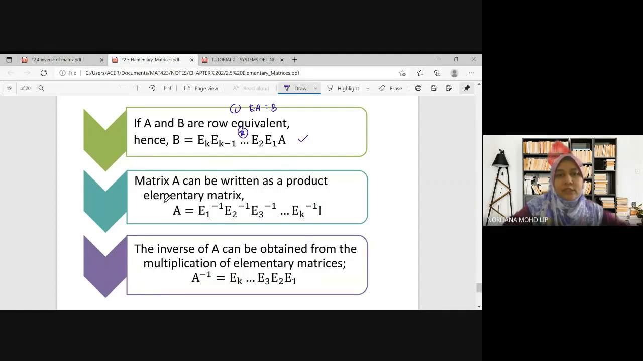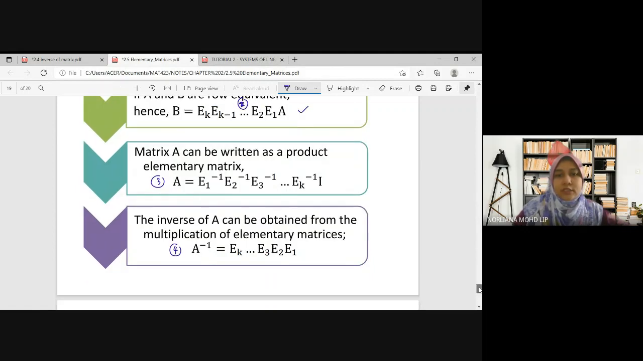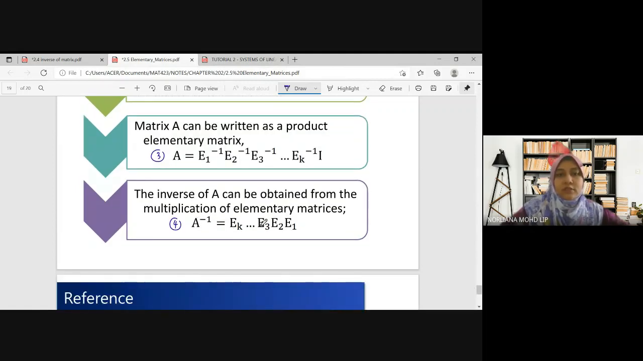Okay, ini number 3 lah. Theorem number 3: A is equal to E1 inverse times E2 inverse times E3 inverse. And number 4, the inverse of A can be obtained from the multiplication of elementary matrix. So the inverse of A is equal to E3 times E2 times E1. Okay. So that's it.